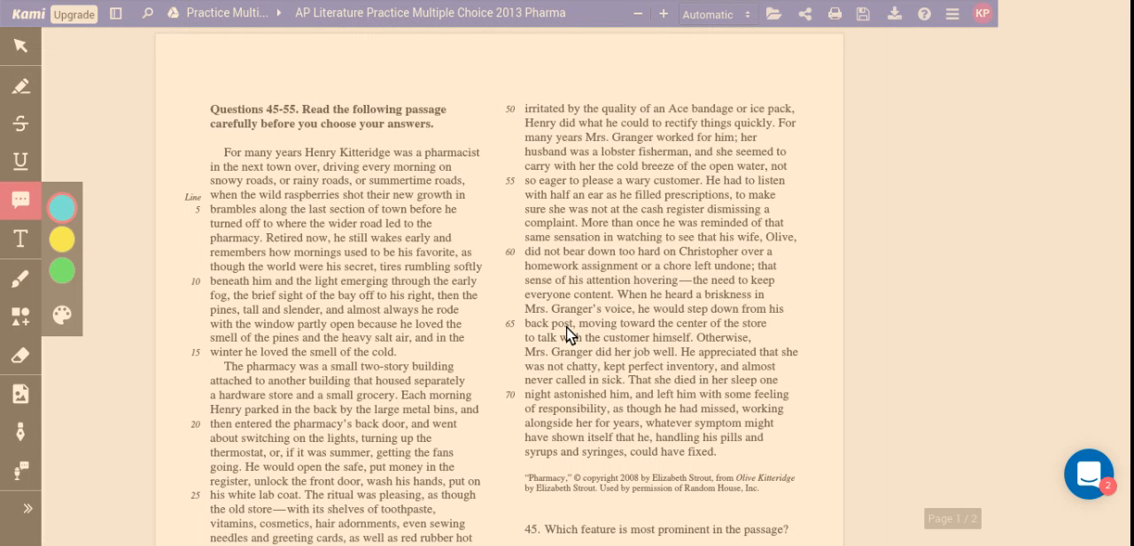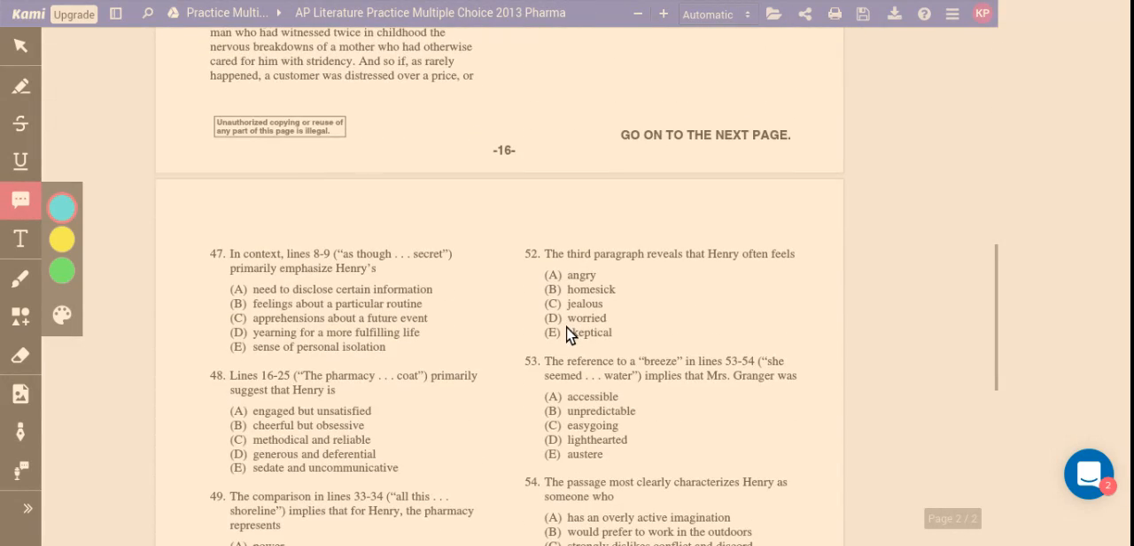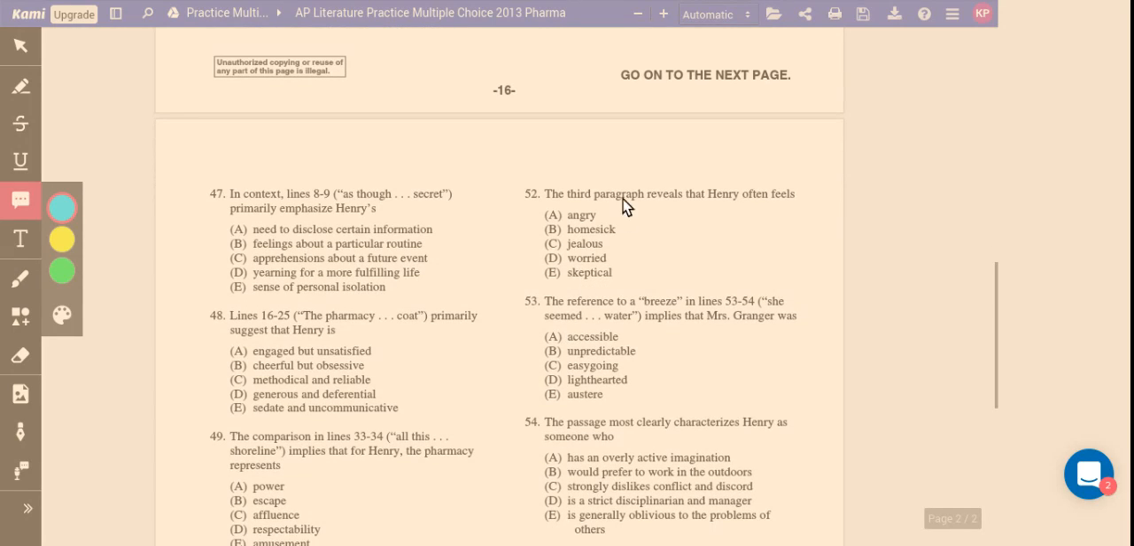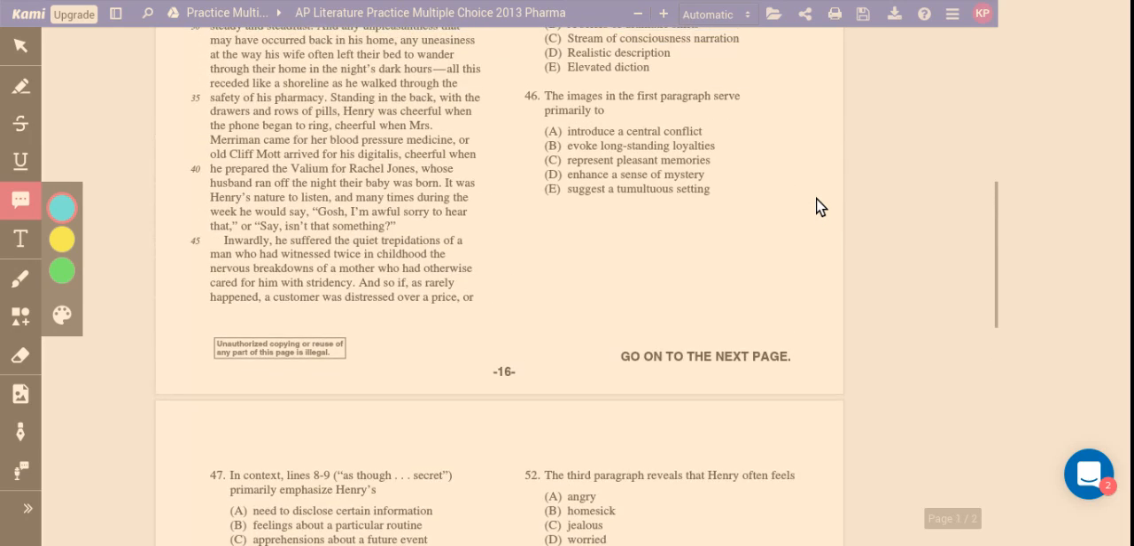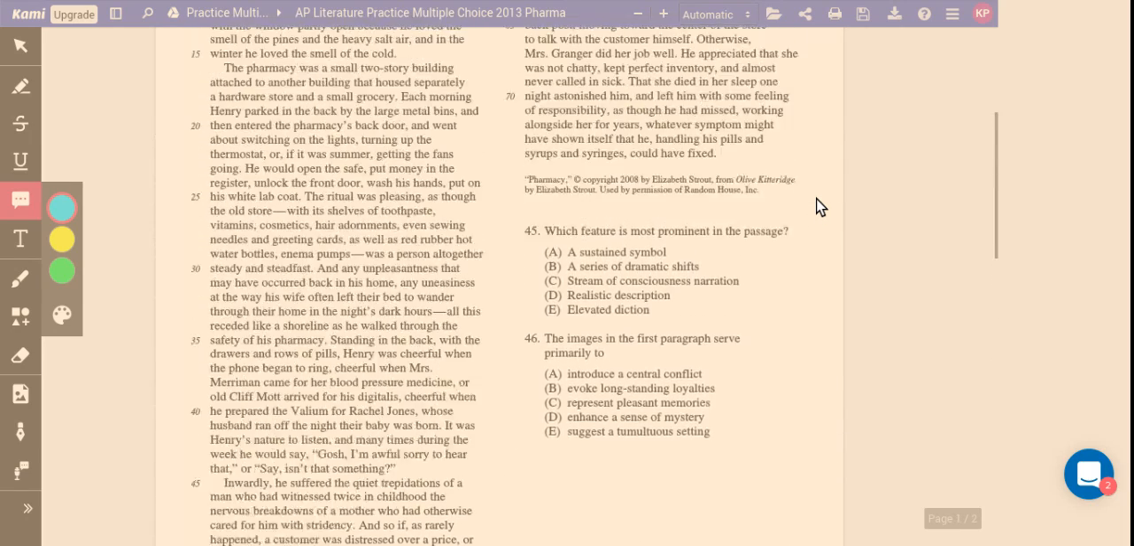So here's our passage and our questions, and I'm going to scroll down to our questions because the first one we're going to work on is question 52, which is right here. And the question is, the third paragraph reveals that Henry often feels, and our choices are angry, homesick, jealous, worried, and skeptical. And I know that the correct answer is D, worried. Okay, so that's the correct answer, I know that. But I need to figure out why. Why is worried the correct answer?